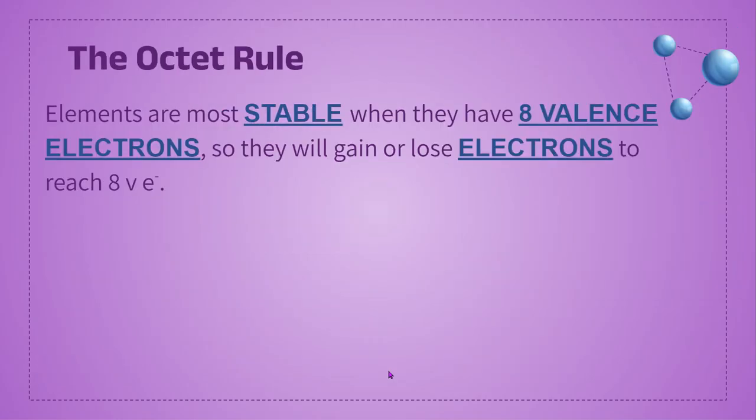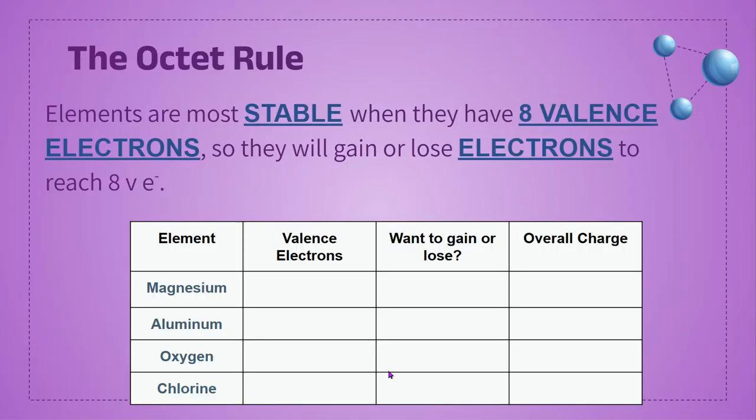Something that's going to be very important for us to understand in this unit is the octet rule. The octet rule says that all atoms are going to be most stable when they have 8 electrons in their valence shell. So when forming bonds, electrons will be gained or lost or shared so that the outermost shell has 8 valence electrons.